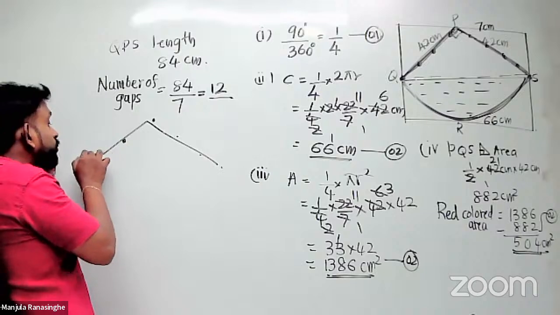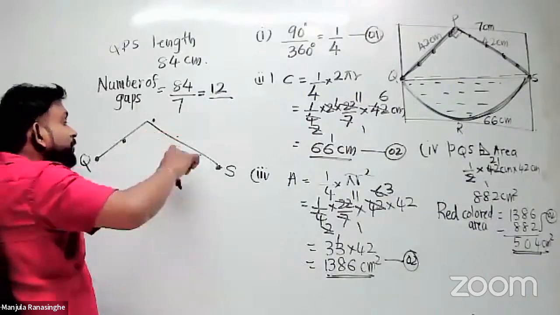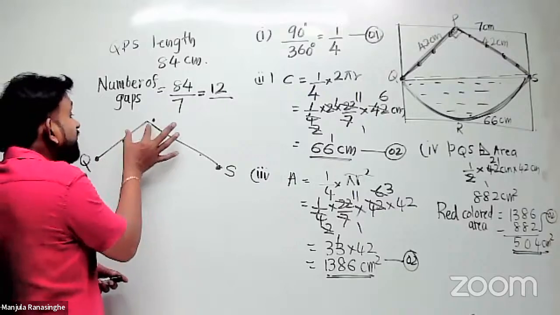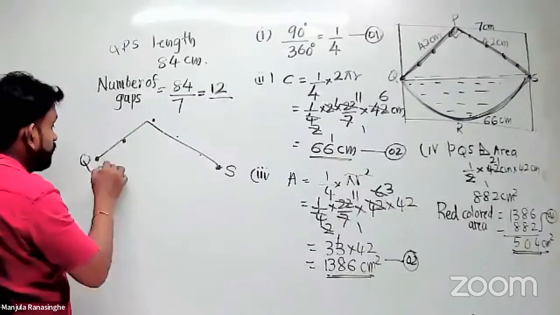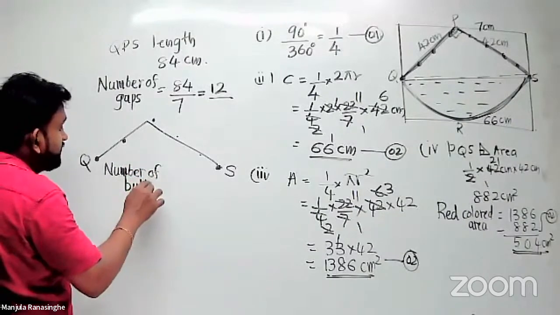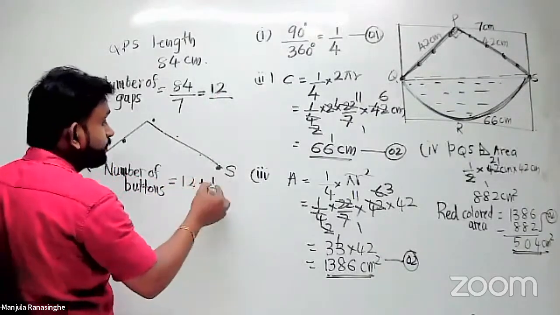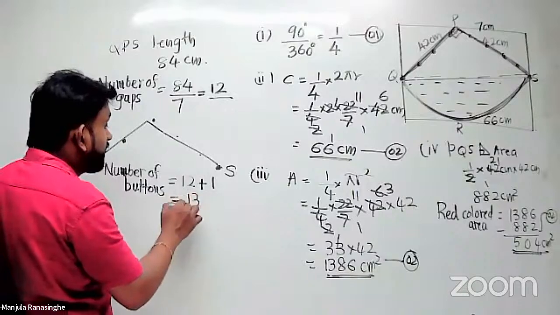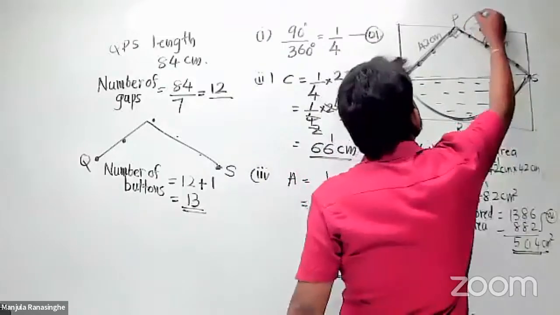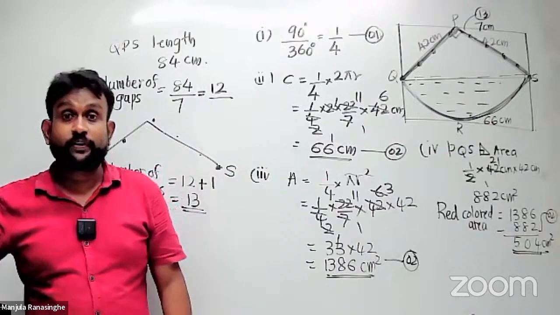But you know that Q and S are two different terminals, not the same. Then the number of buttons is one more than the number of gaps. So number of buttons equals gaps, 12 plus 1, means 13 buttons there. From here to here, 13 buttons are done. Is that clear? Right, so 13 buttons are there.